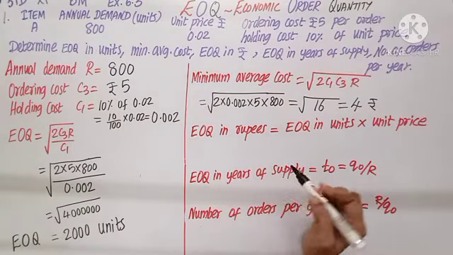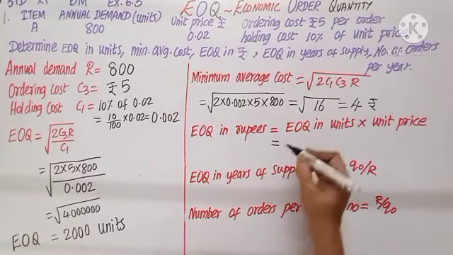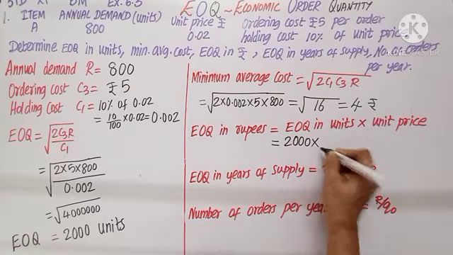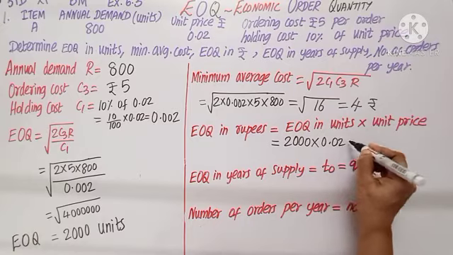EOQ in rupees tells me EOQ in units, that is 2000, into the unit price given in the question, 0.02.